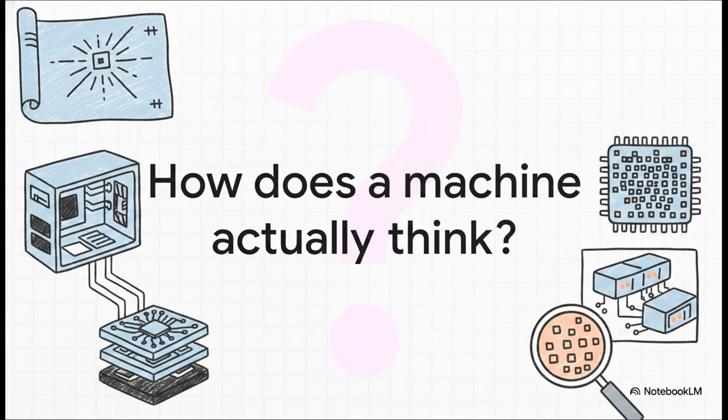It kind of feels like science fiction, right? But the reality is pure, elegant engineering. How does a machine actually think? To truly understand a computer's brain, we can't just admire the sleek exterior. We've got to peel back the layers, zooming all the way in from the massive foundational blueprints right down to the microscopic memory cells holding individual bits of data.